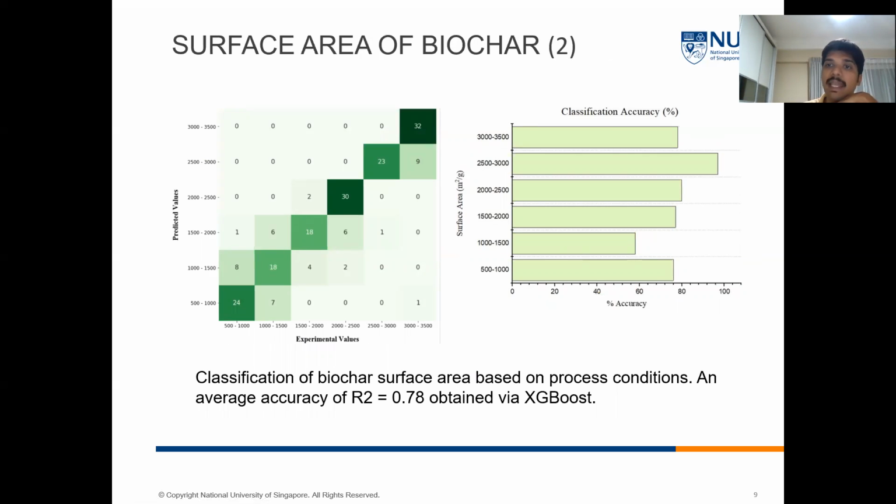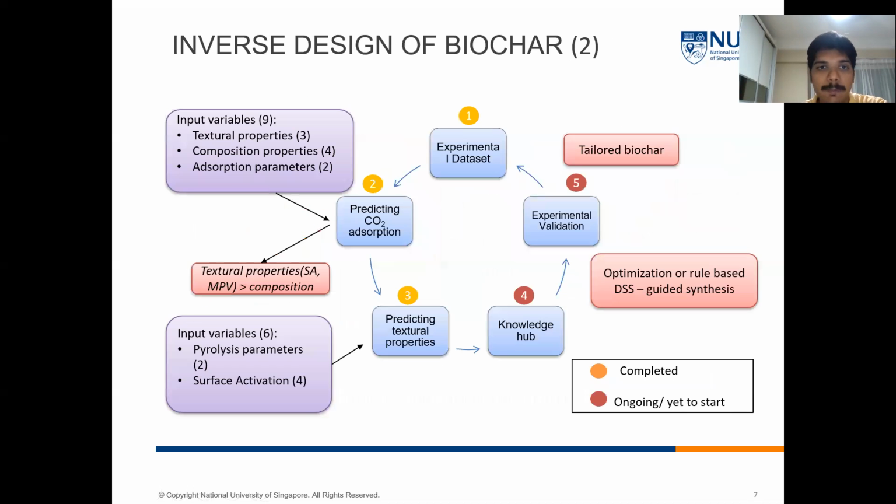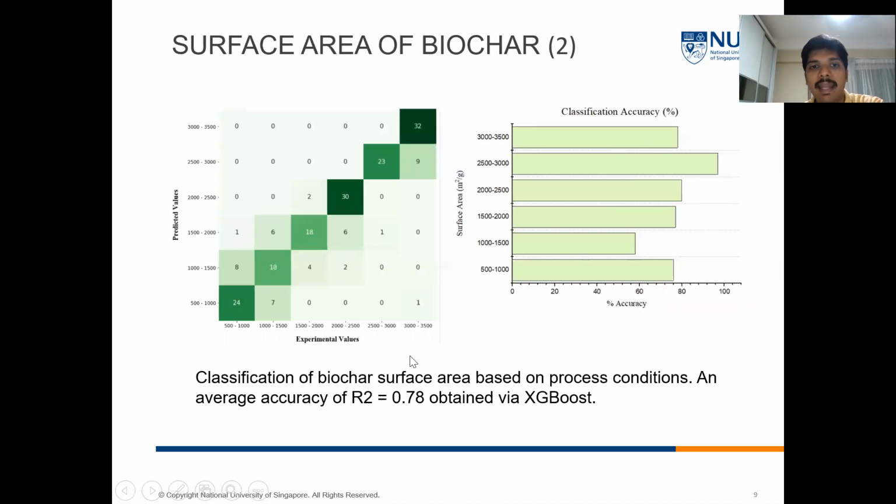Further on, with the existing data that we had, we tried to develop classification models which could help us classify the biochar based on their surface area range, given the input features, as I did mention over here, which are the pyrolysis parameters and the surface activation. And in this phase two, we have been able to predict the values of our model pretty well, with the XGBoost model performing the best so far.